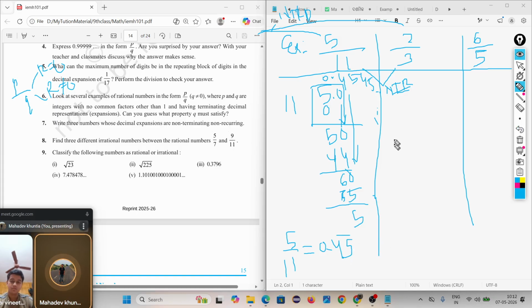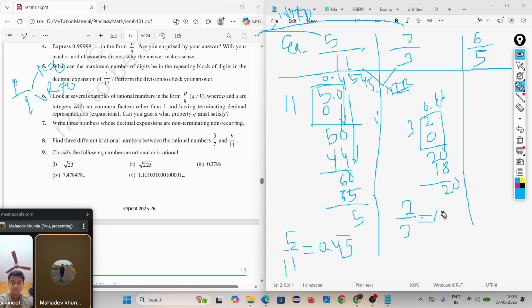Look at the second example. Here also I will get a non-terminating recurring decimal. How? Look. 0, 20 decimal, 3 6 18, 20. Look, the pattern is repeating. Here I am getting 0.6 bar. In the third case, without division, I am telling I will get a terminating decimal.